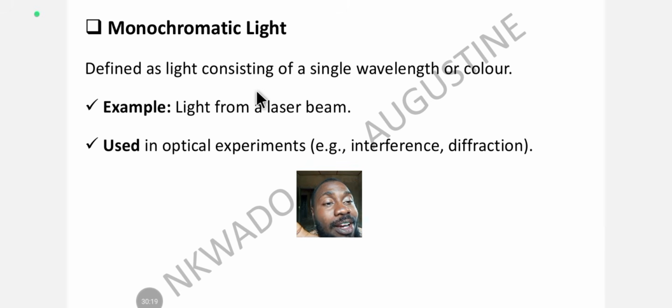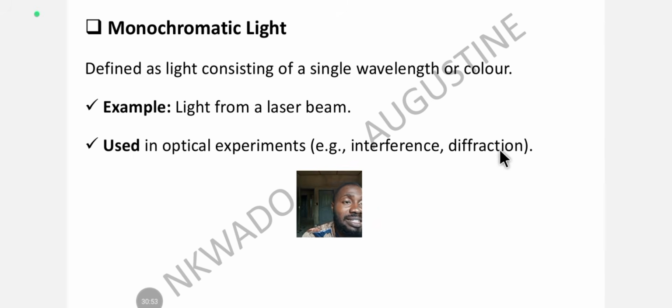They can ask you what kind of light has one wavelength, or a single wavelength, or they can ask you what kind of light has one color. Which are you going to pick? Examples include light from a laser beam, the same example I gave you earlier. So what is monochromatic light used for? It is used in optical experiments such as interference and diffraction.